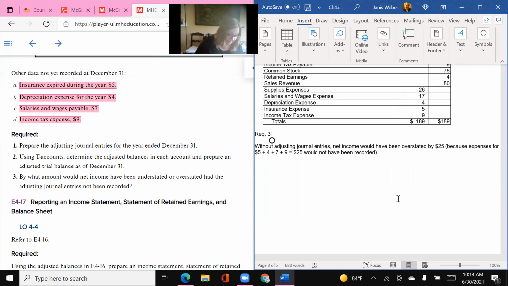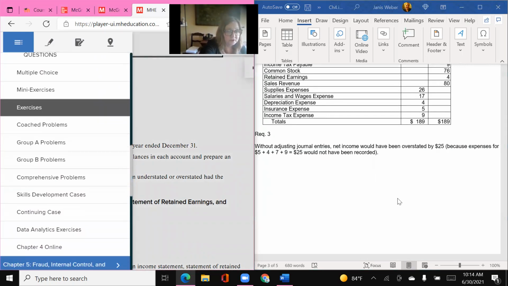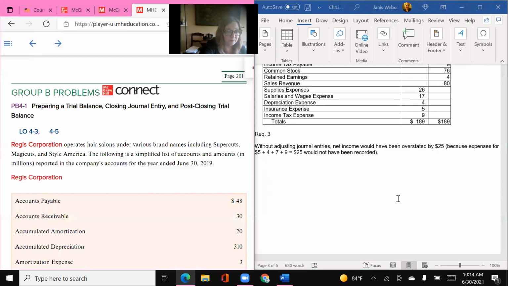Okay, so that is the second exercise. The third one is in the problem B set. So I'm going to go back out to the B set, group B problems.